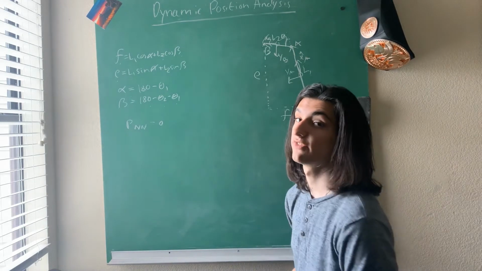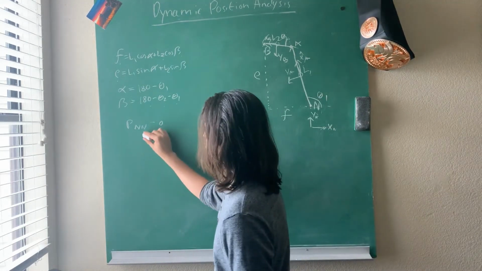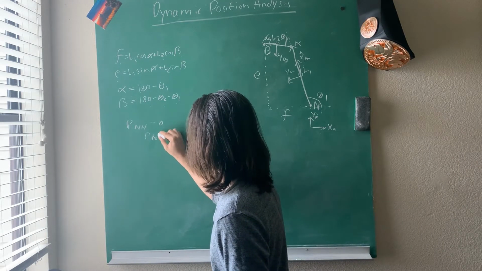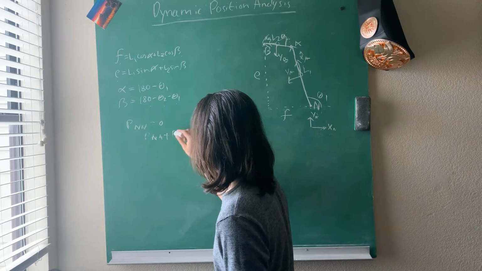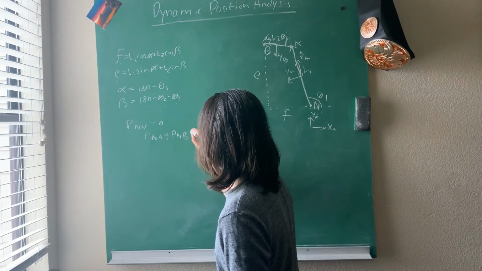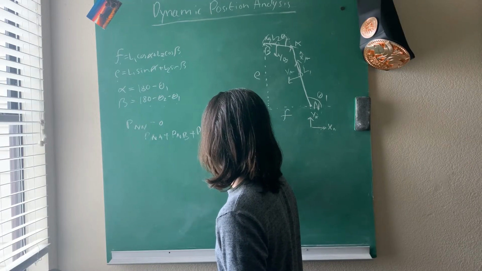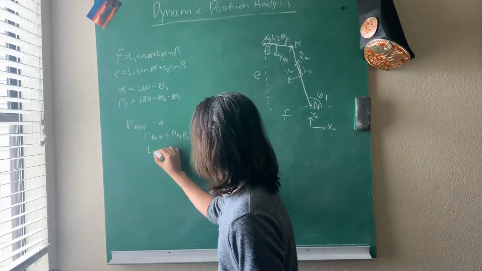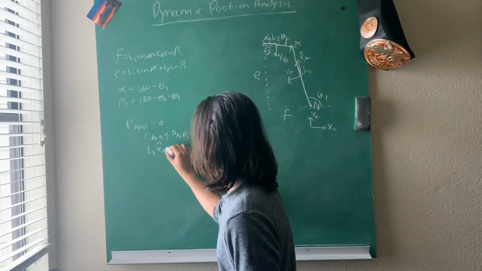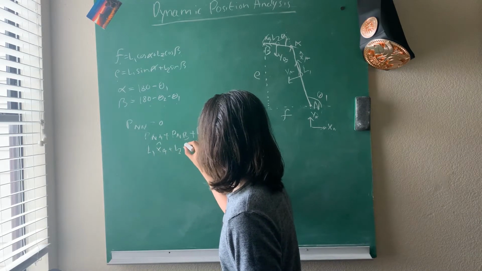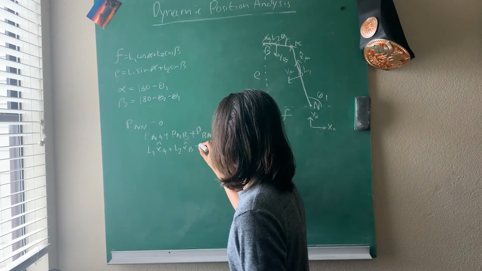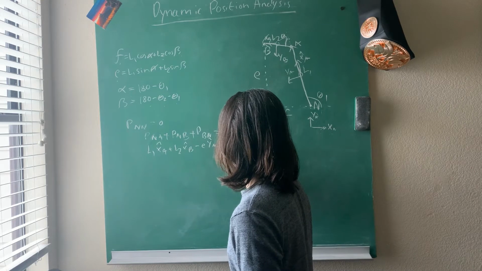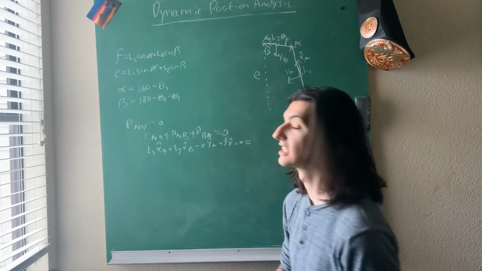So if we use our position vectors from before, we have P n to A plus P n to B plus P B to N, it will equal 0. And that's going to be L1 xA plus L2 xB minus E yN plus F xN is equal to 0.